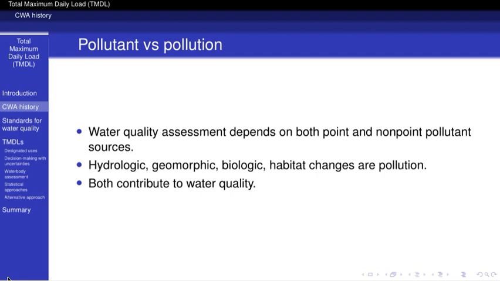Biological, hydrological, and physical changes to a water body that do not fit the definition of a pollutant were included in the 1987 Act's definition of pollution. The CWA defines the two forms because both are important contributors to a water body's assessment.